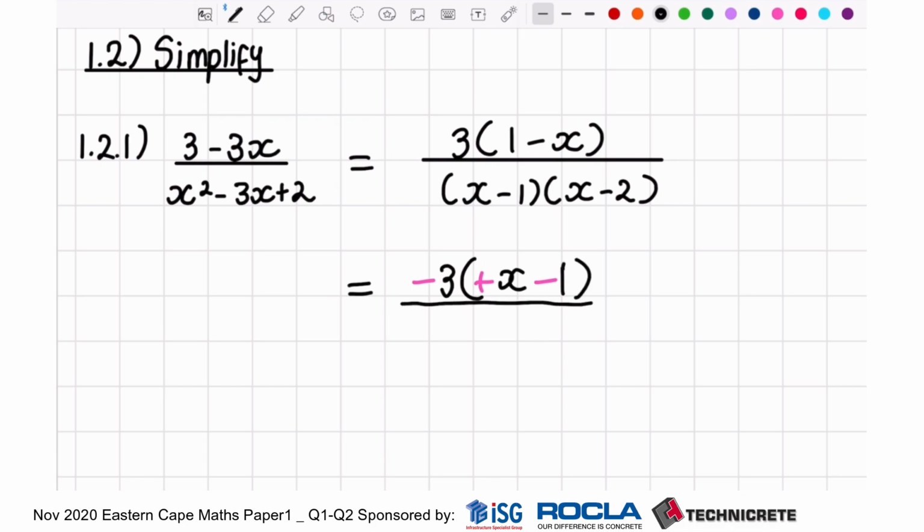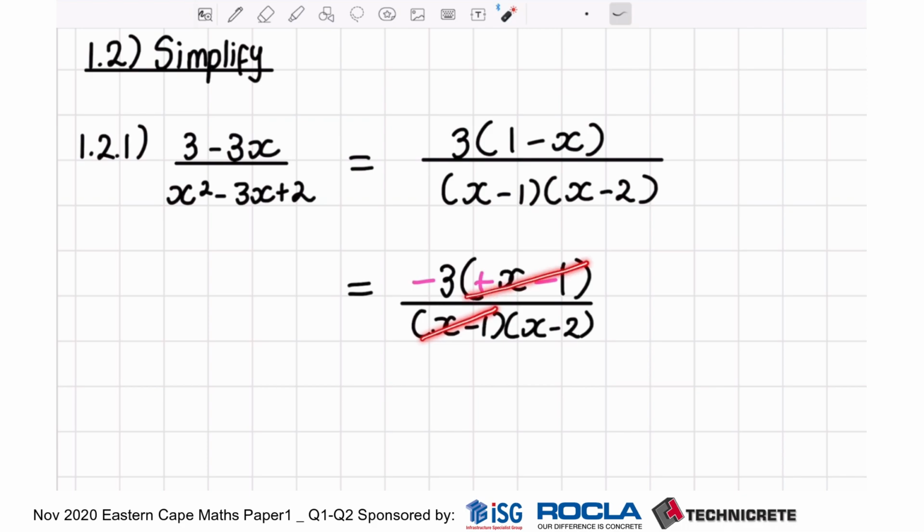And I'm going to keep my denominator the same. And now I've got two brackets over each other which can cancel out. Remember, I can cancel out because there's no plus or minus separating these, for example, in these two brackets. So I can definitely cancel out these two. And what I'm left with is a -3 at the top and an x minus 2 at the bottom. And that's it, simplified.